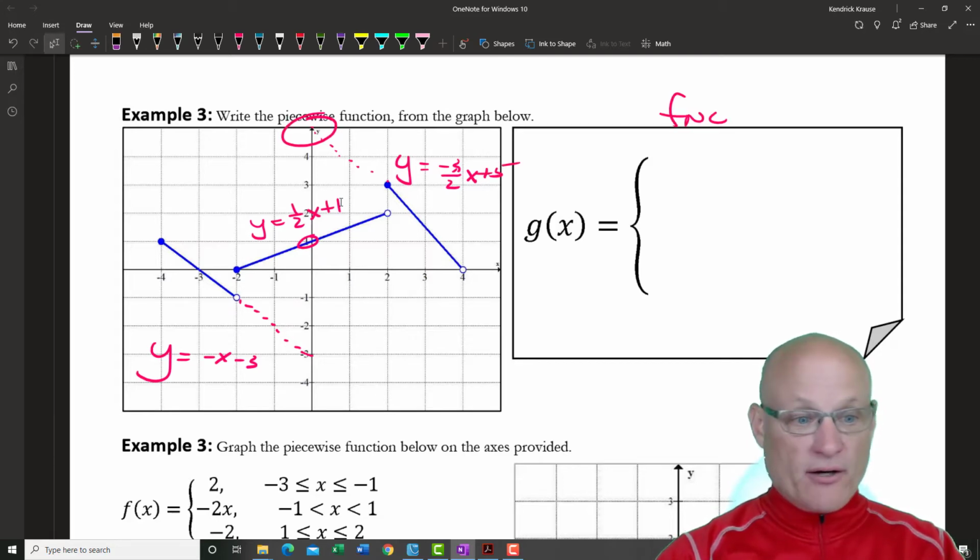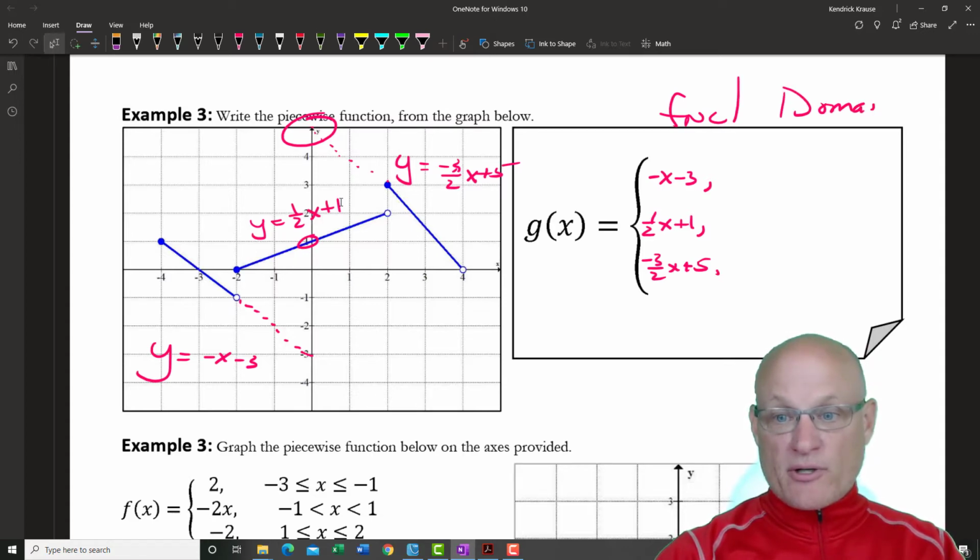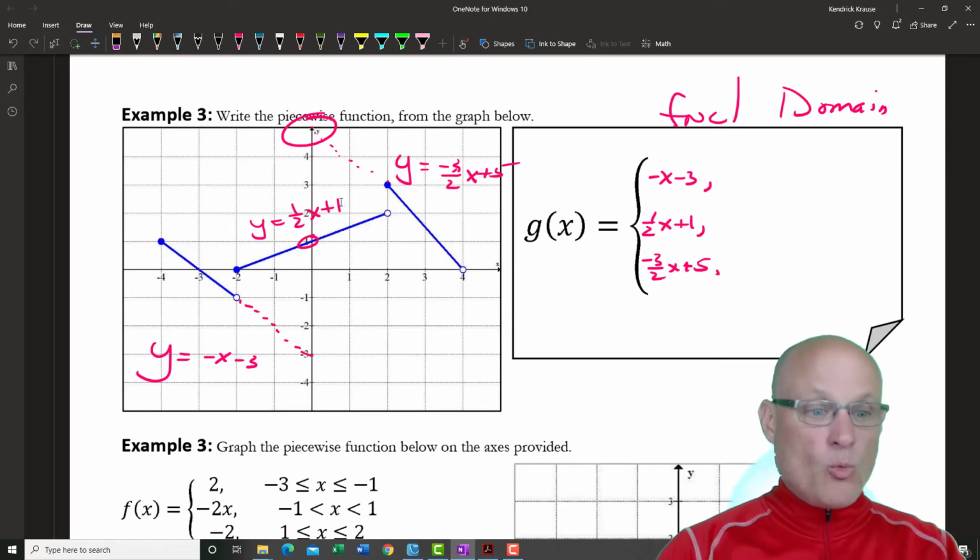Those are what goes right here. So we got -x minus 3, comma. We've got 1/2 x plus 1, comma. And we've got -3/2 x plus 5, comma. Now we put the domain pieces. The domain pieces go here. Where did you start? Where did you end?